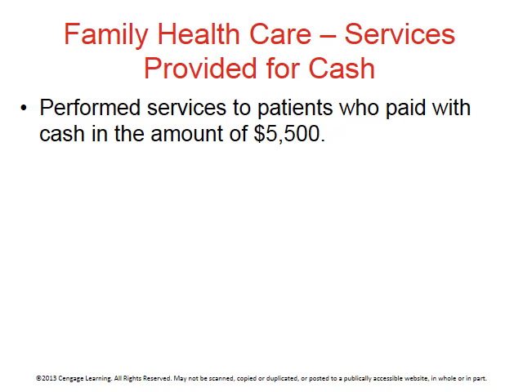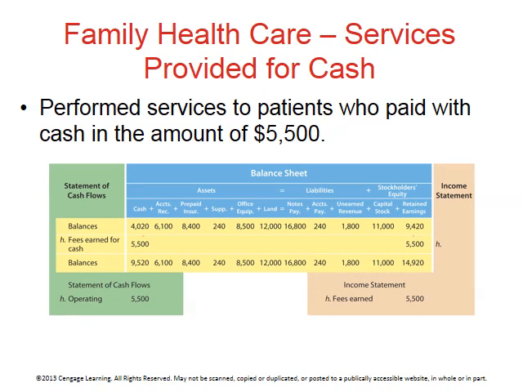So now we're going to do services to patients, but they're going to pay $5,500 in cash. So you can see our cash increase is $5,500. It's a cash inflow. And then we increase retained earnings for $5,500 because revenue increases retained earnings. And then we show revenue on our income statement for $5,500.